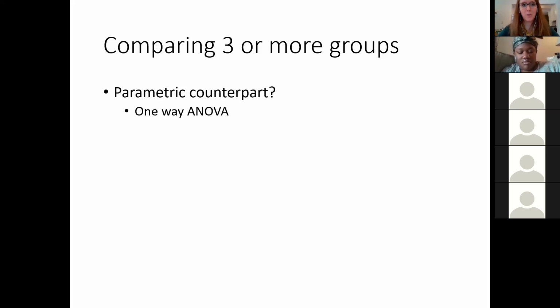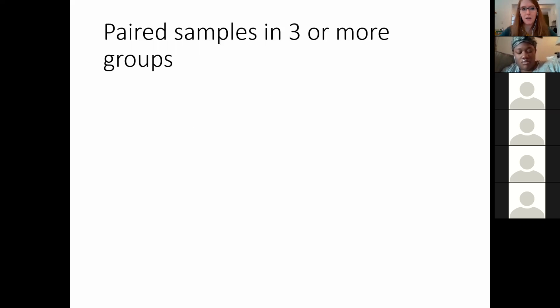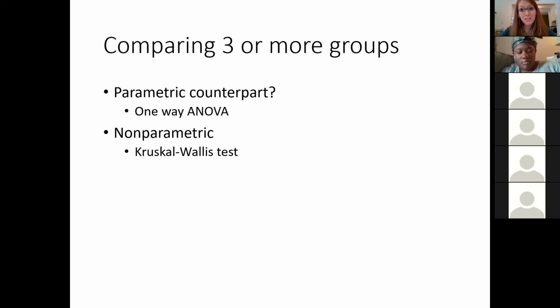The parametric counterpart is a one-way ANOVA, which we talked about last time. The non-parametric version of this is called the Kruskal-Wallis test. I'm going over these fast because you just have to remember that these exist. When we're actually doing this in R, you will see how it plays out. But at this point, I just want you to be aware that the non-parametric counterparts exist.